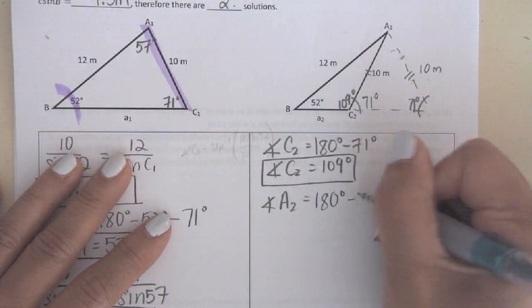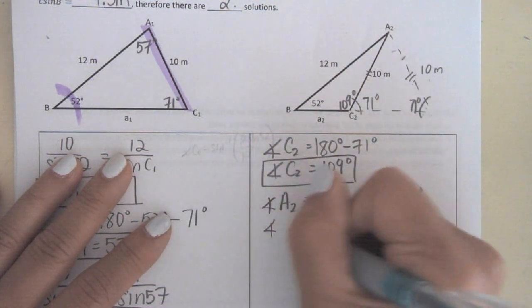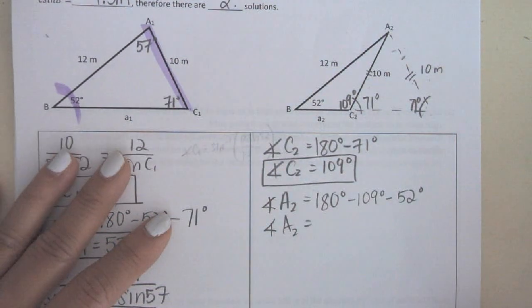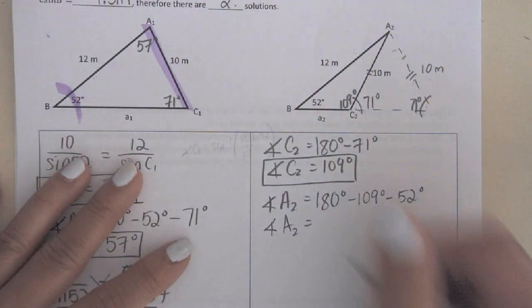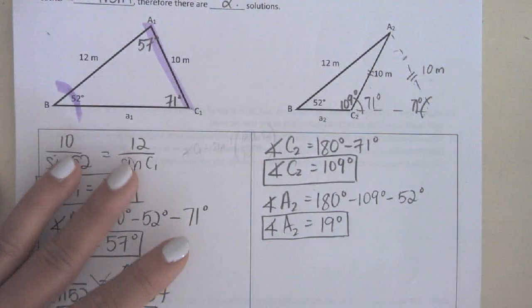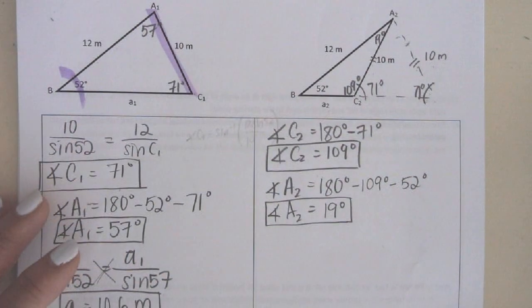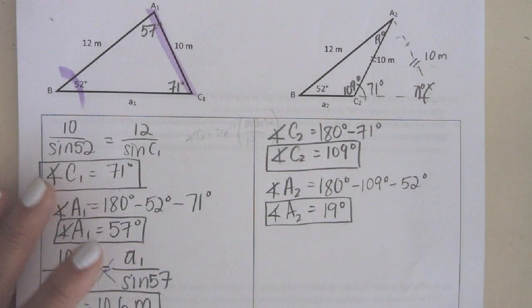Okay, so 180 minus 109 degrees minus 52. Tell me what that is in your calculator, please. 19. Thanks, Hanya. Okay, so now we have 19 degrees. Okay, folks. Do we have everything? No. We almost do.